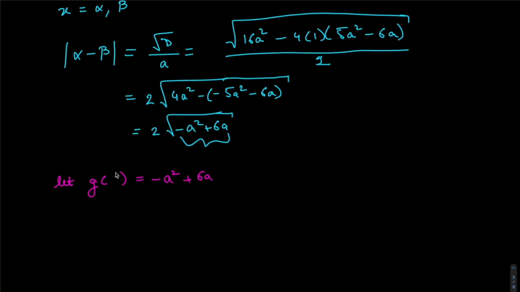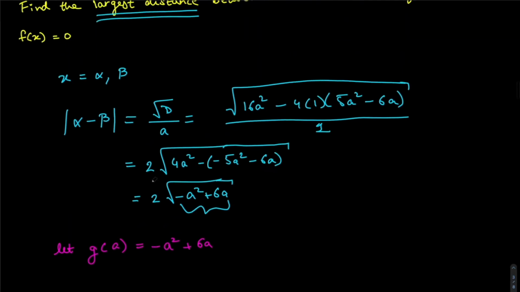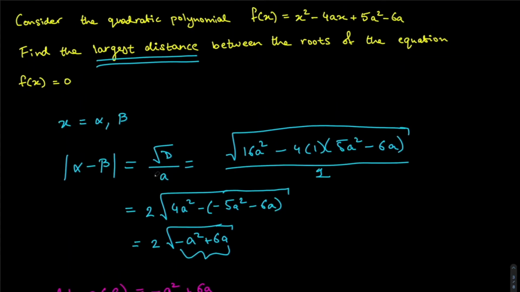let me, you know what, I'm going to do something like this. Not g of x, I'm going to do g of a, because it's in terms of a, so I'm going to keep it in terms of a. So the function is g of a is equal to minus a squared plus 6a. And like I said, a is negative 1 here. The coefficient of a squared is minus 1. Like I said, it's going to be negative. That's why I put a modulus sign here before.